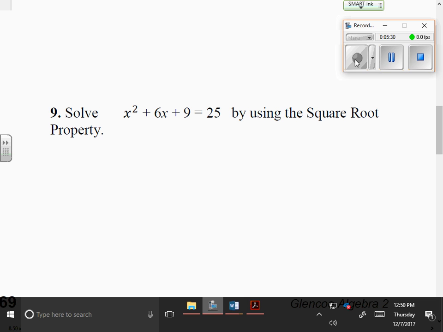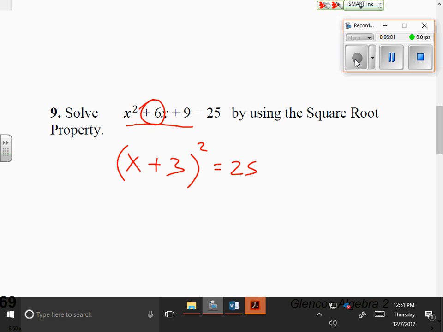This left side is already a perfect square trinomial. And I hope you can tell when it is and when it isn't. Take b, cut it in half, square it. If that's the same thing as c, it's a perfect square trinomial. So you take half of that, and that's what goes inside your parentheses. Plus 3 squared equals 25. So we didn't have to make any adjustments. It was already a perfect square.